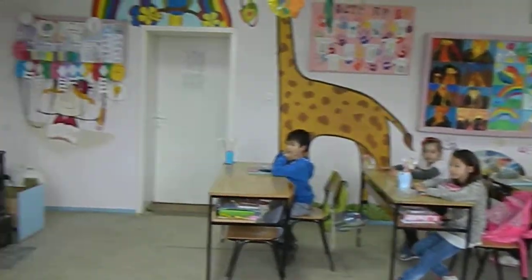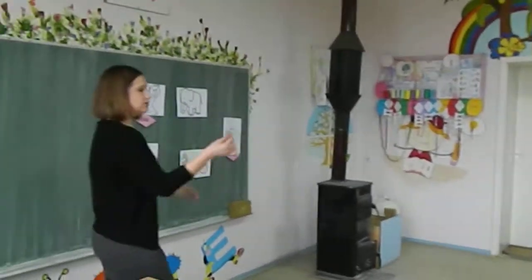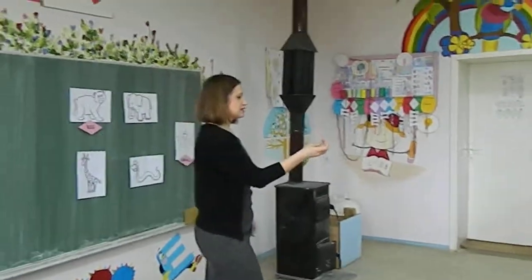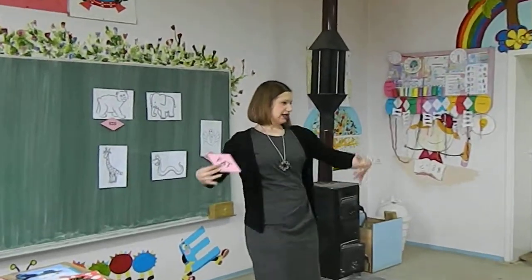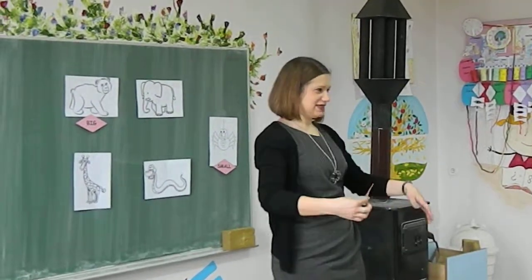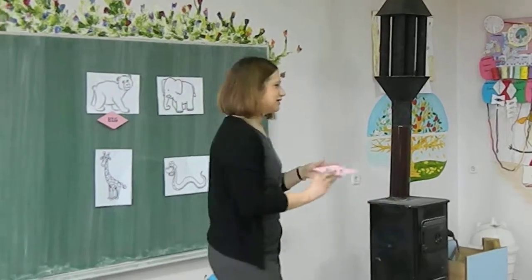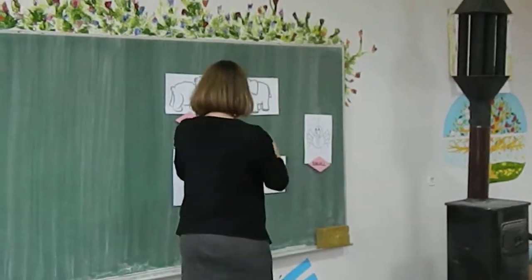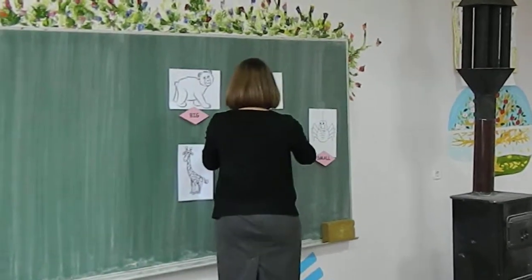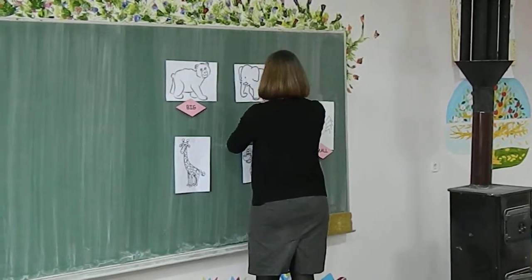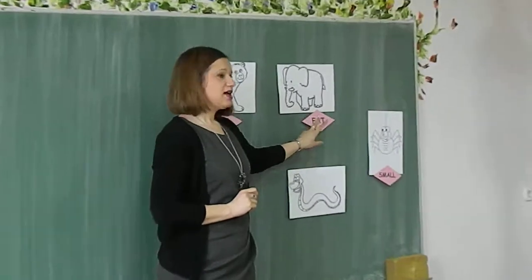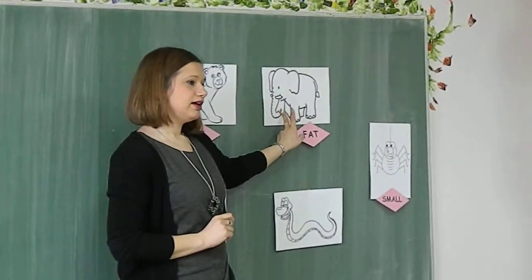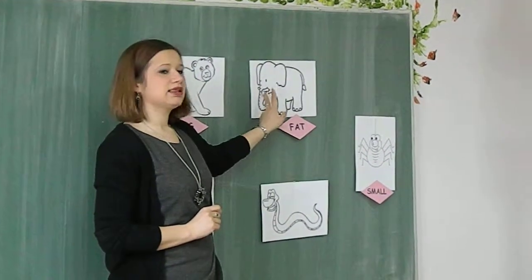Now let's take a look at this word. Can you guess what this is? Fat. So fat. Yes. Which animal? Elephant. Good. Yes. So elephants are usually very fat. So let's say fat elephant. Again, fat elephant.